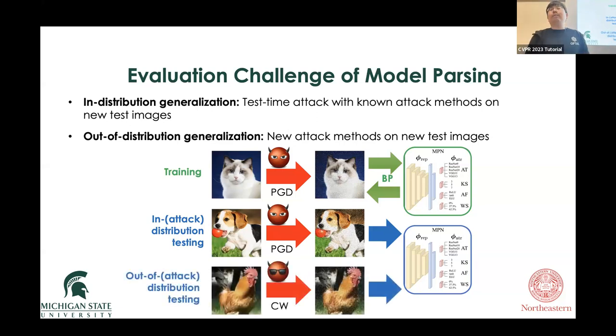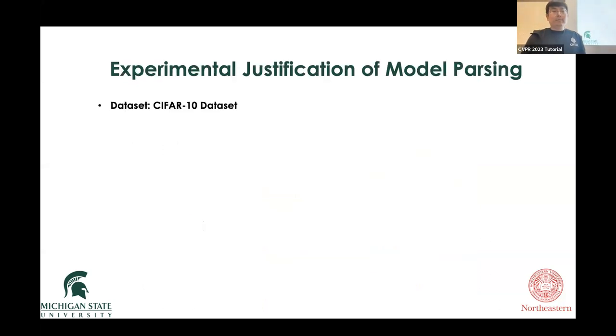A second evaluation setting is out-of-distribution testing. At the testing time, once this model parsing network is deployed, we even consider some new attack method applied to the new test images. Okay, so these are the two testing scenarios.